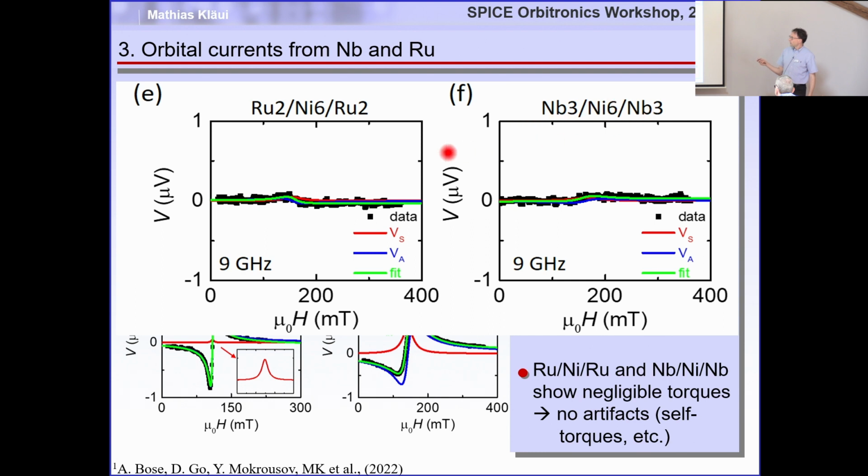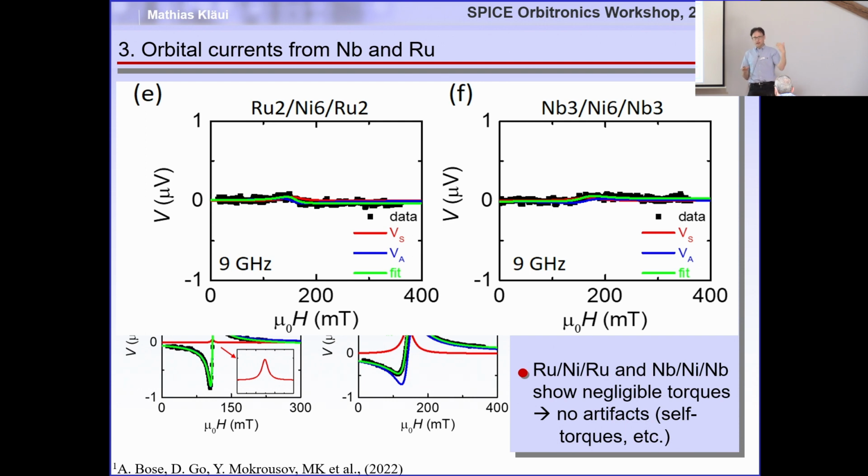So it goes away for niobium and ruthenium. So there is no large intrinsic effect in the nickel itself. So this is, I think, also a very important check. Now I said, okay, there's no strong torque on iron cobalt boron, but there's a strong torque on nickel.